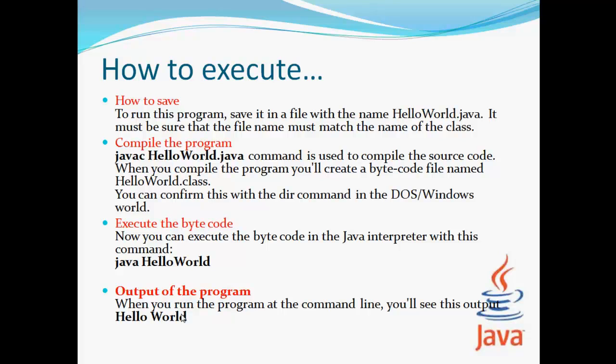When you compile the program, you will create a bytecode file named HelloWorld.class. After that, you should execute the bytecode. Now you can execute the bytecode in the Java interpreter with this command, java HelloWorld. When you run the program at the command line, you will see the output hello world.